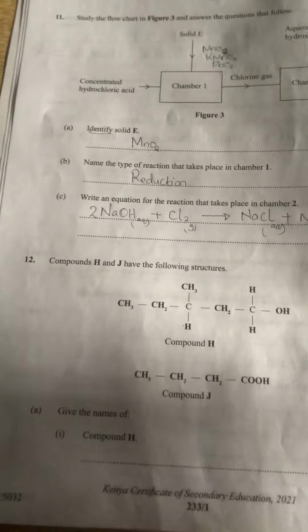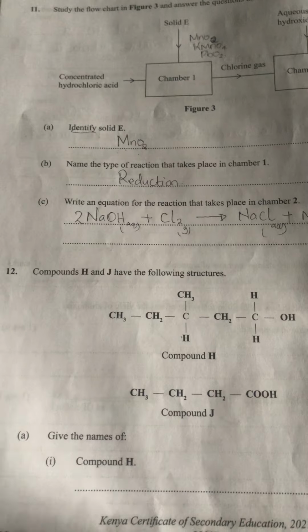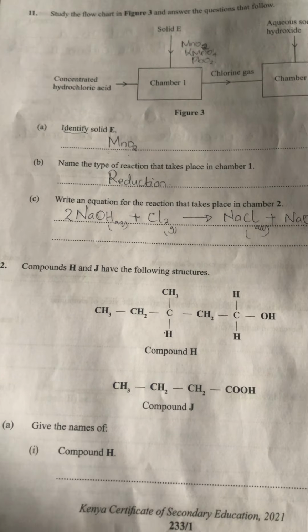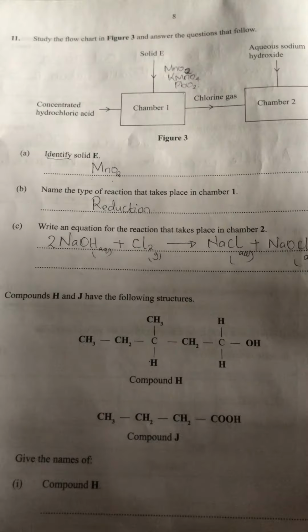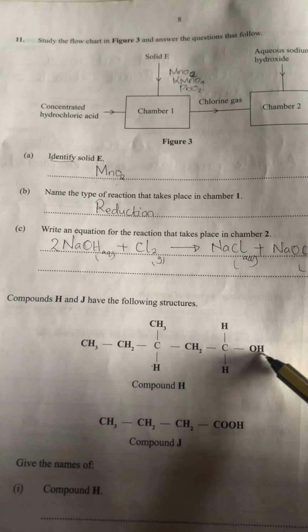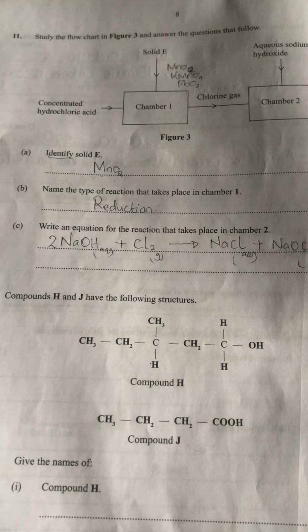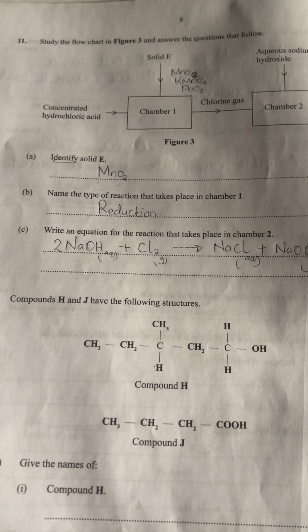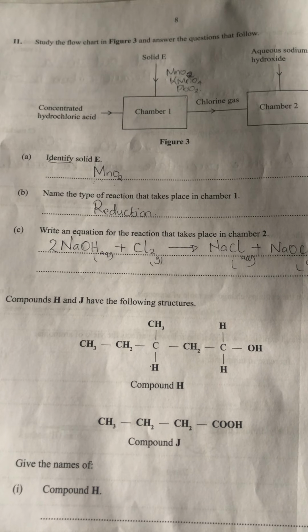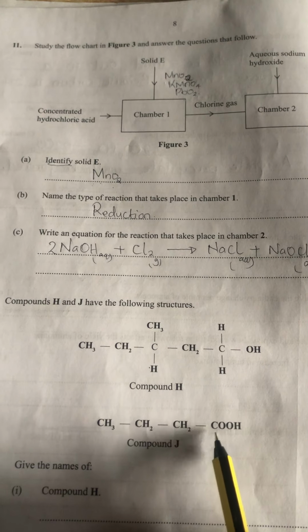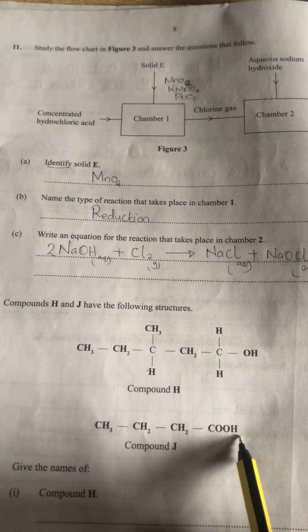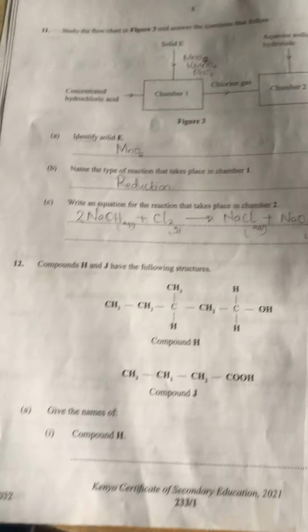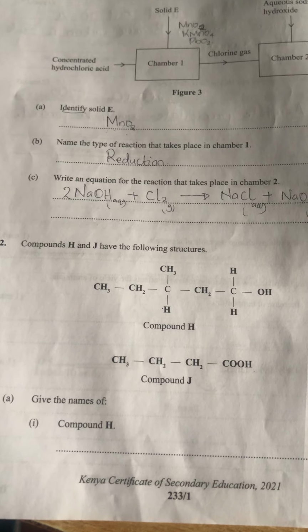Next, question number 12. Compounds H and J have the following structures. You can clearly see that one. In organic chemistry, an organic compound with the functional group OH is called an alkanol. So that first compound is definitely an alkanol. Our second compound J has the functional group COOH, and that is definitely alkanoic acid. Let's look at the questions. A, give the names of compounds.